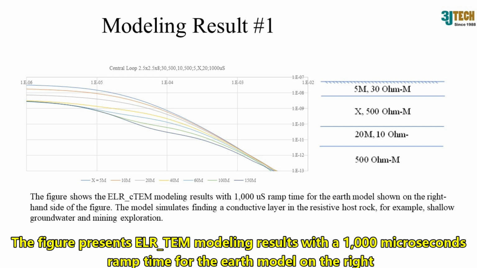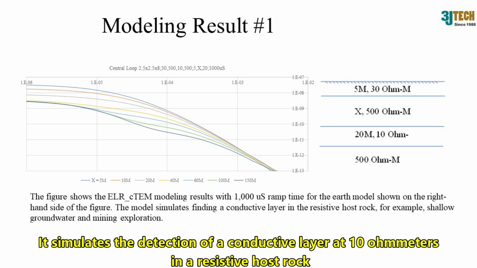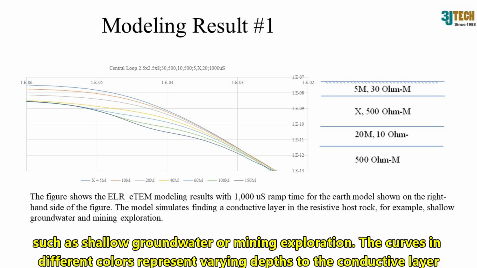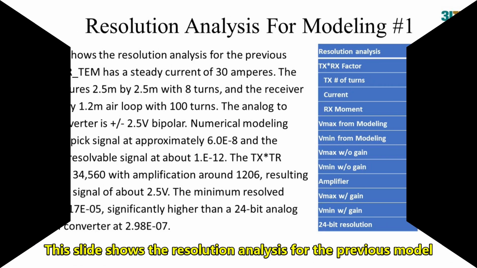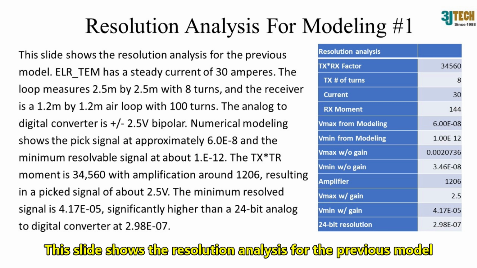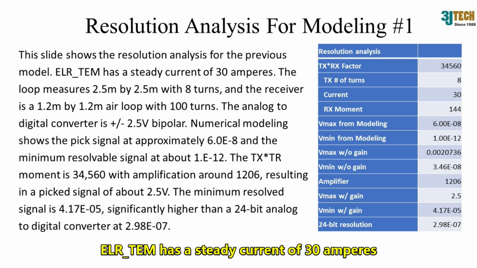The figure presents ELR TEM modeling results with a 1000 microsecond ramp time for the Earth model on the right. It simulates the detection of a conductive layer at 10 ohm meters in a resistive host rock, such as shallow groundwater or mining exploration. The curves in different colors represent varying depths to the conductive layer. This slide shows the resolution analysis for the previous model.